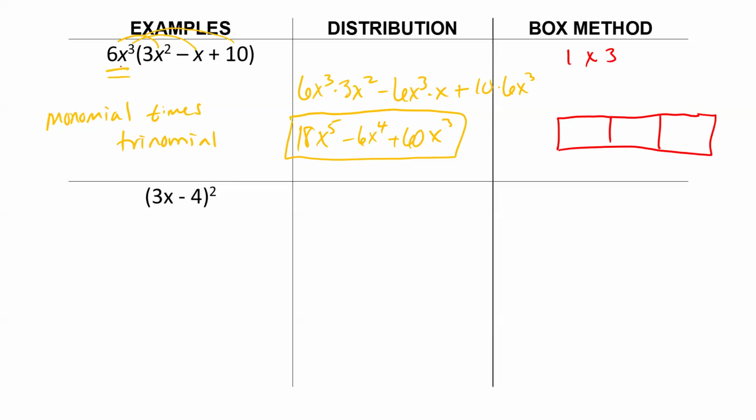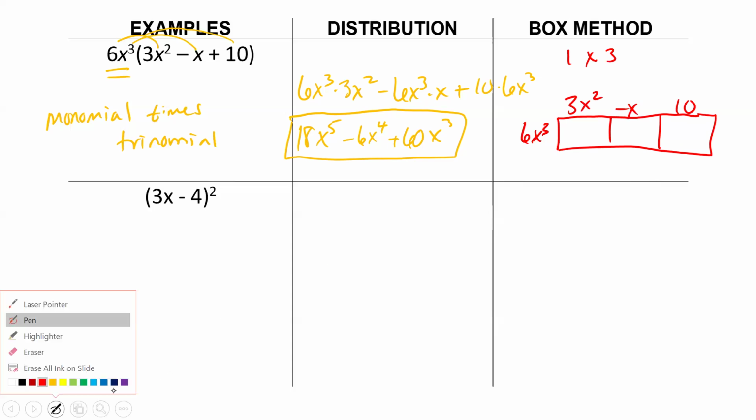It's a monomial, which is 1, times a trinomial, which is 3. So our box is a 1 by 3. Yes? So we have 6x cubed as our monomial, and we have 3x squared, -x, and 10 as our trinomial. And all you're doing is filling in the inside of the box.